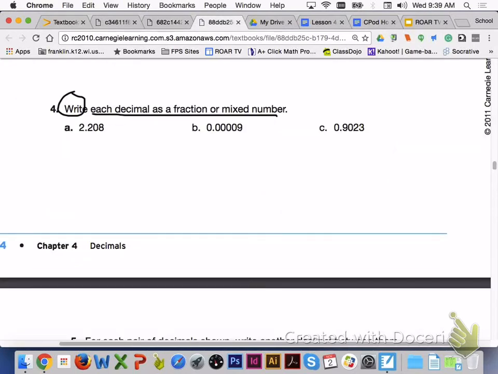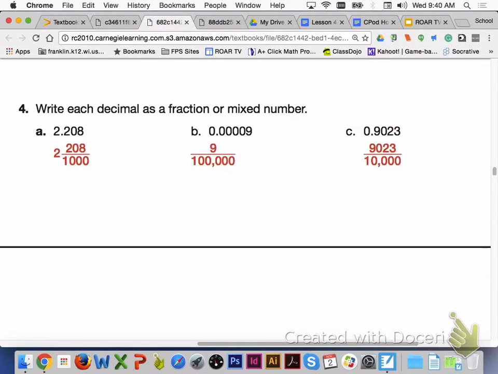Answer number 4, letters A through C with your group members. Number 4, letter A, we should have 2 and 208 thousandths, B 900 thousandths, and C 9,023 10,000ths.